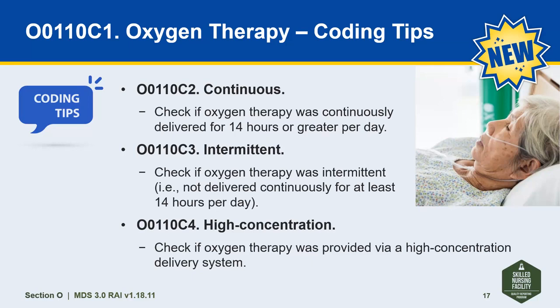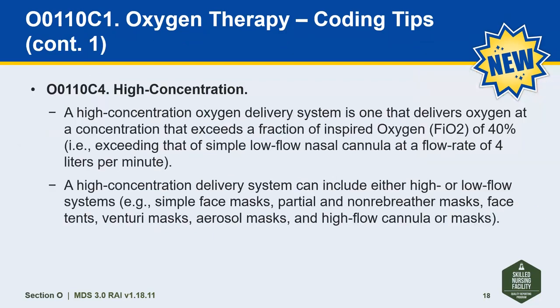And lastly, you would check C4, high concentration, if the oxygen was provided via a high concentration delivery system. The next few slides will give us a little more detail on coding high concentration oxygen. For O0110 C4 high concentration, a high concentration delivery system is one that delivers oxygen at a concentration that exceeds a fraction of inspired oxygen, or FiO2, of 40%, exceeding that of simple low-flow nasal cannula at a flow rate of 4 liters per minute.